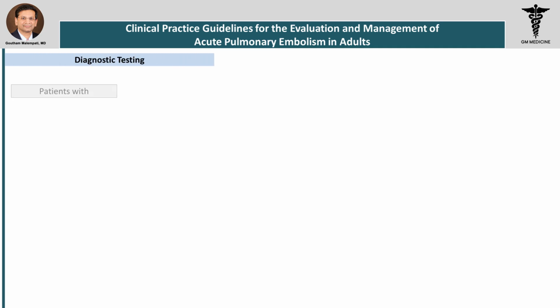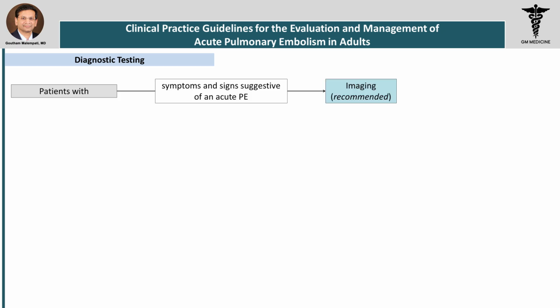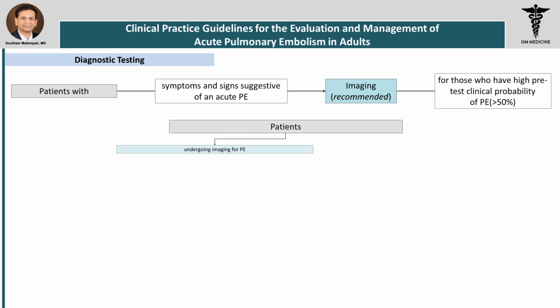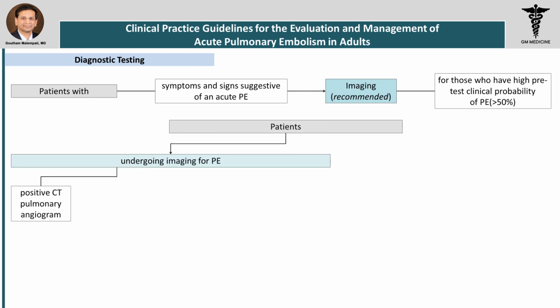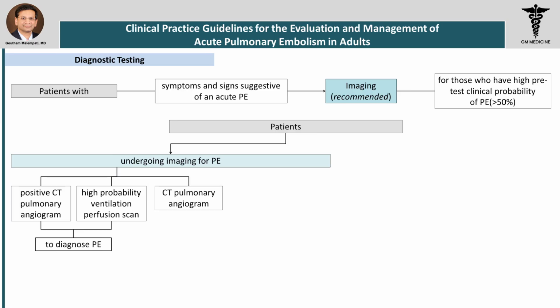Diagnostic testing. In patients presenting with symptoms and signs suggestive of an acute pulmonary embolism, imaging is recommended for those who have high pretest clinical probability of PE. In patients undergoing imaging, a positive CT pulmonary angiogram or high probability ventilation perfusion scan is sufficient to diagnose PE. In patients undergoing imaging, CT pulmonary angiogram is recommended over a VQ scan to confirm the diagnosis of acute PE.